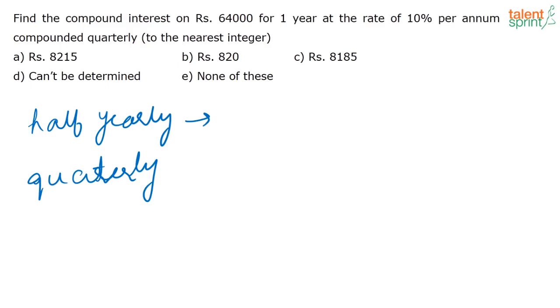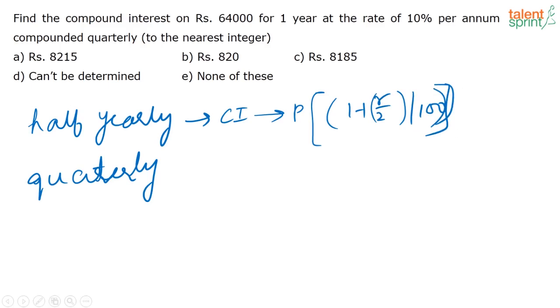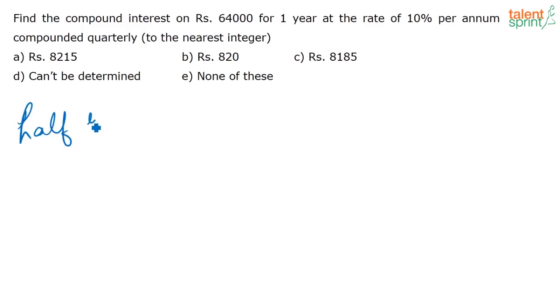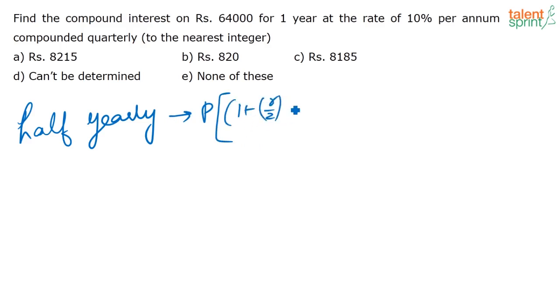So when you are calculating the compound interest for half yearly cases, it is given as P into (1 + (R/2)/100)^(2n) minus P. So this will be your compound interest.